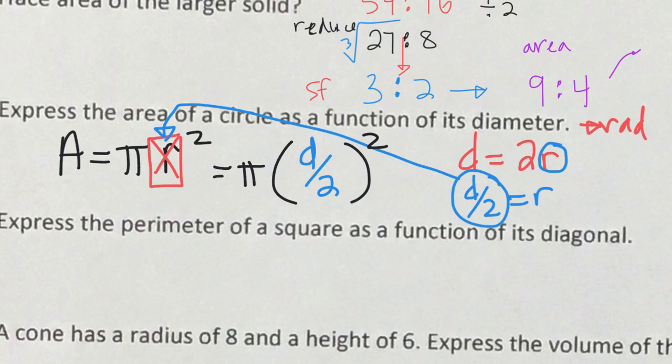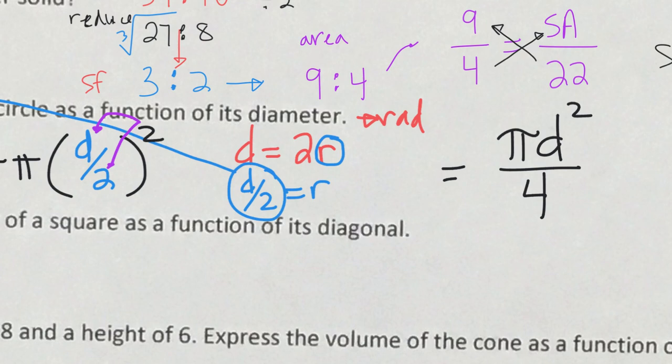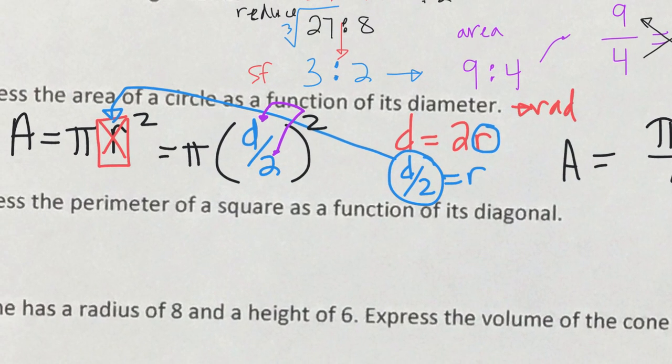So now I get to simplify. When I simplify this, I need to square the numerator and square the denominator and then write it as a single answer. So that would be pi times diameter squared divided by 4. So the area of my circle as a function of diameter would look like that. Okay, so I don't have to convert from diameter to radius. I can go directly from diameter to area. So that's what we're doing with these problems. We are figuring out 2 different equations that match them up.